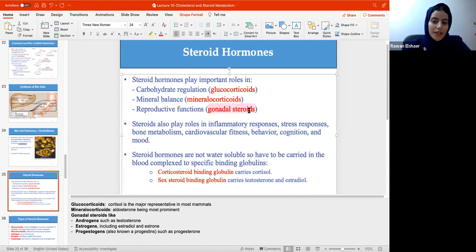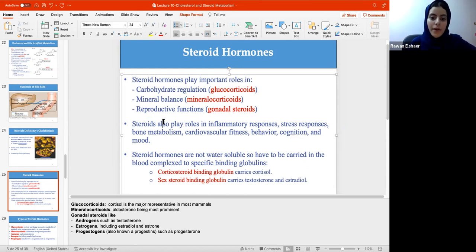So gonadal steroids are like what? Androgens, testosterone, estrogen. They are related to reproductive functions. Mineralocorticoids are related to aldosterone, for example. They allow mineral balance. And glucocorticoids, like cortisol. Those are the main ones. And when do you have steroids in the blood? Usually steroids are increased in the blood whenever you're going through a stressful situation, whenever you have pain or any disease or chronic illness. That's when your body starts producing steroids.